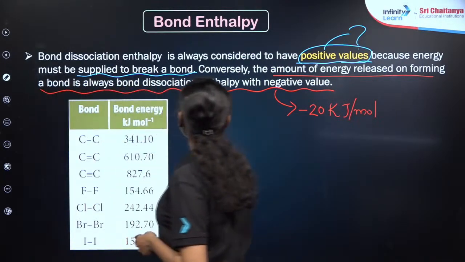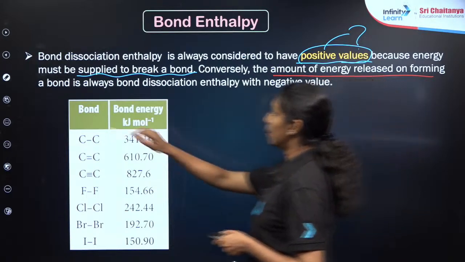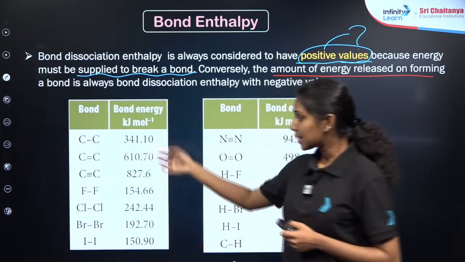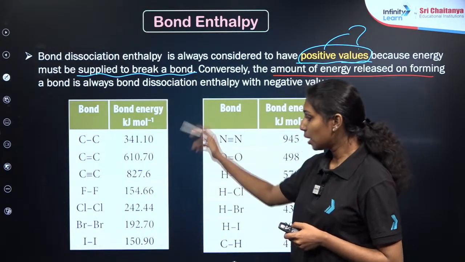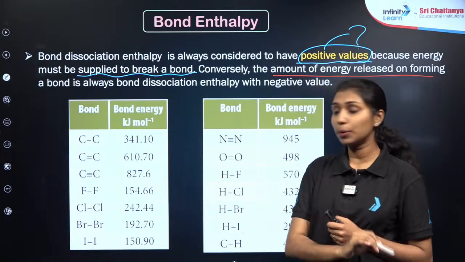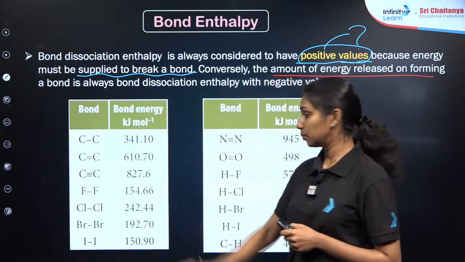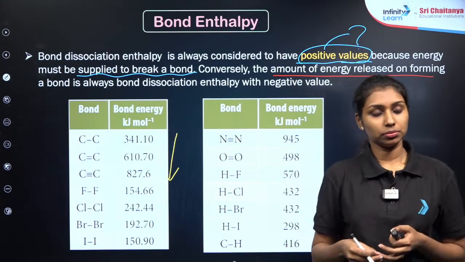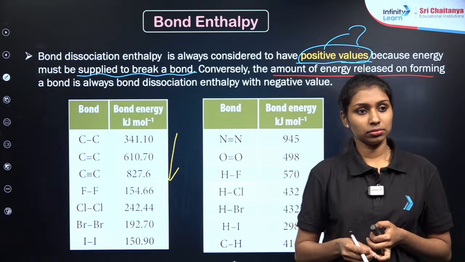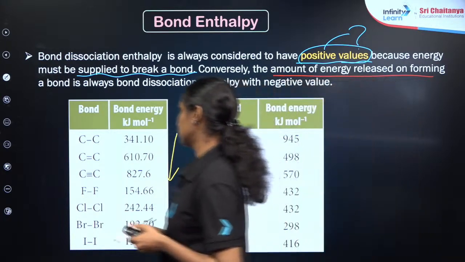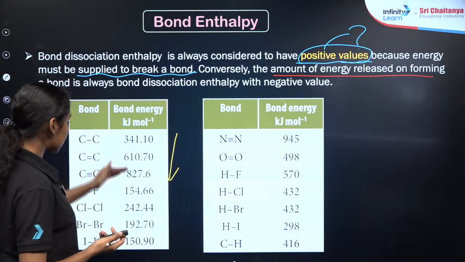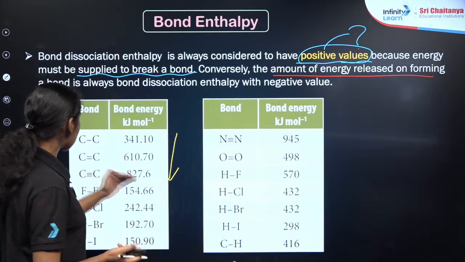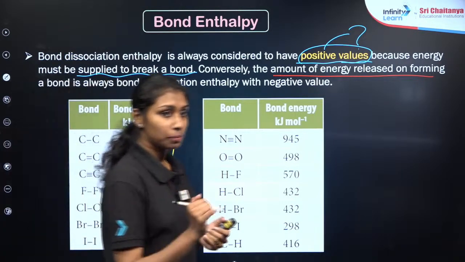Here you can see some of the elements with their bond energy. The CC single bond has 341. While moving from single bond to double bond to triple bond, what will happen to the bond energy? It increases, right? First it is 341, then 610, then 827, which means that as the number of bonds increases, bond energy also increases. So bond energy is directly proportional to the bond order.